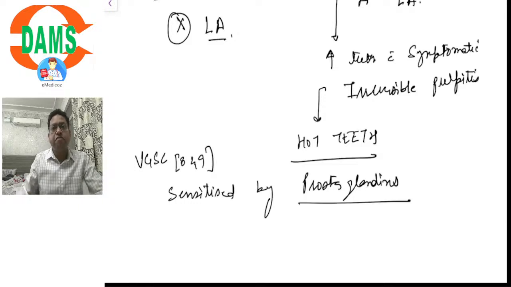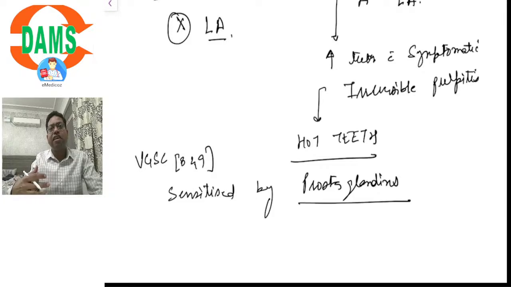What are prostaglandins? Prostaglandins are the chemicals released in the inflamed tissue. So wherever there is inflammation in the body, there would be release of prostaglandins. And what these prostaglandins would do, there's a case of pulpal inflammation, irreversible pulpitis. Due to inflammation of the pulp, there would be release of local prostaglandins into the pulpal tissue.